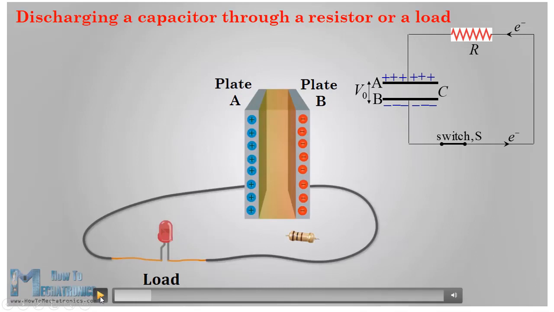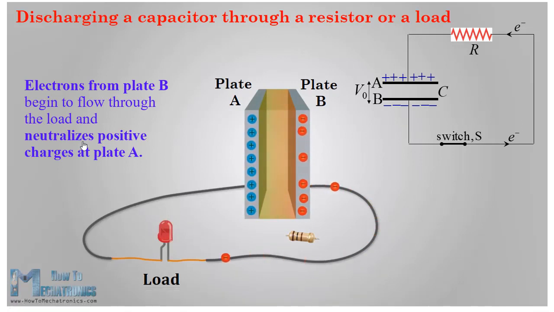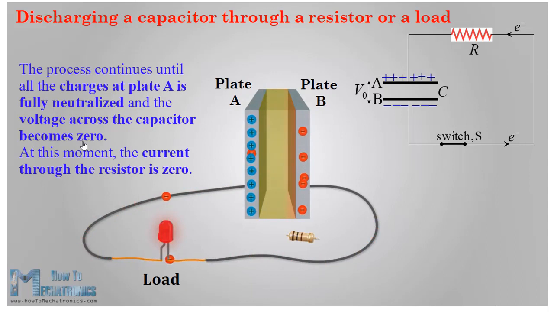Once it's connected, electrons from plate B will begin to flow through the load and neutralize the positive charge at plate A. The process will continue until the charge on plate A is fully neutralized and the voltage across the capacitor becomes 0.